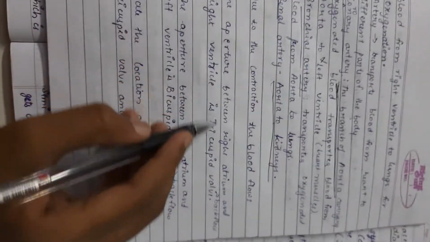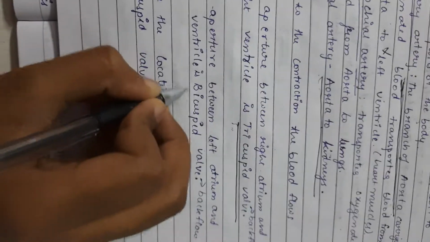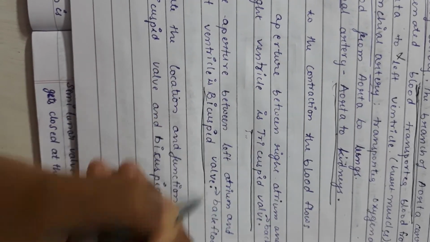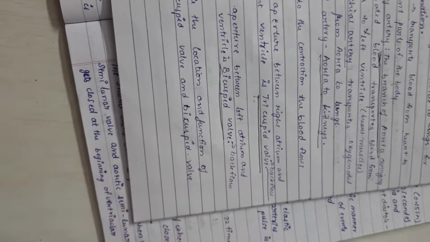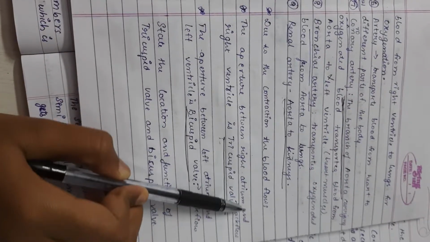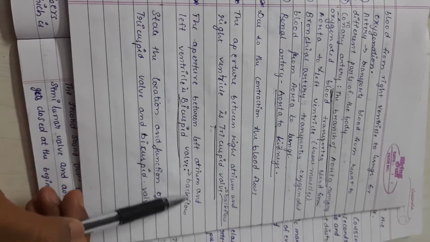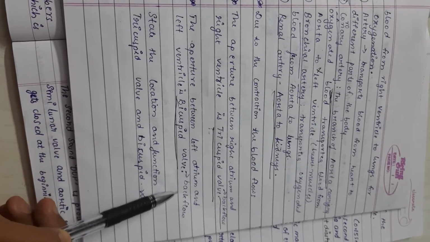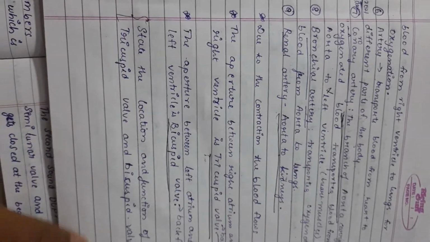So the aperture, what is this? Tricuspid valve and bicuspid valve, and the main function: these valves are meant for preventing the backflow of blood. The aperture between the right atrium and the right ventricle is the tricuspid valve, and the aperture between the left atrium and the left ventricle is the bicuspid valve. Make sure you write these questions that I shared with you.